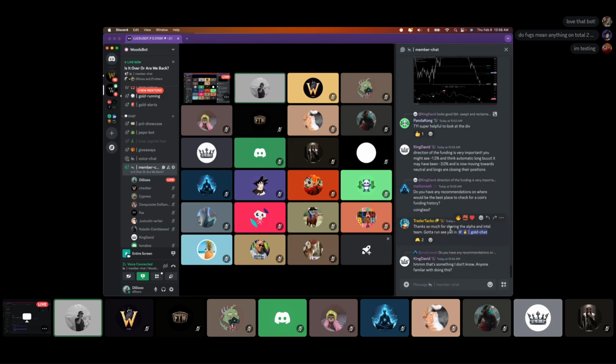Coins funding history. I just use Coinalyze to look at funding for coins, but I'm sure you could actually see it on CoinGlass somehow. All right, any other questions on Monday range? I'm here going over it.